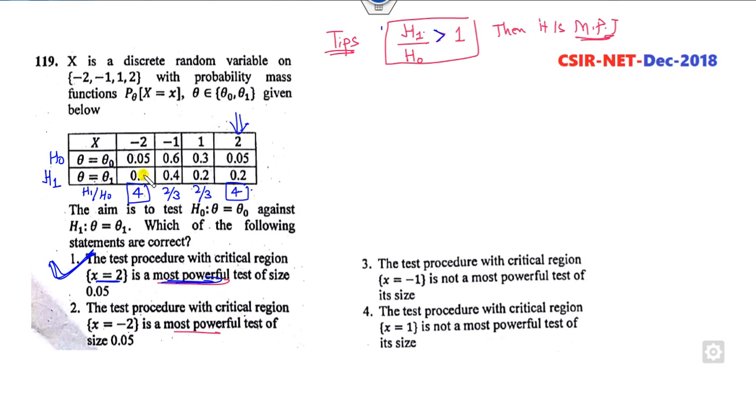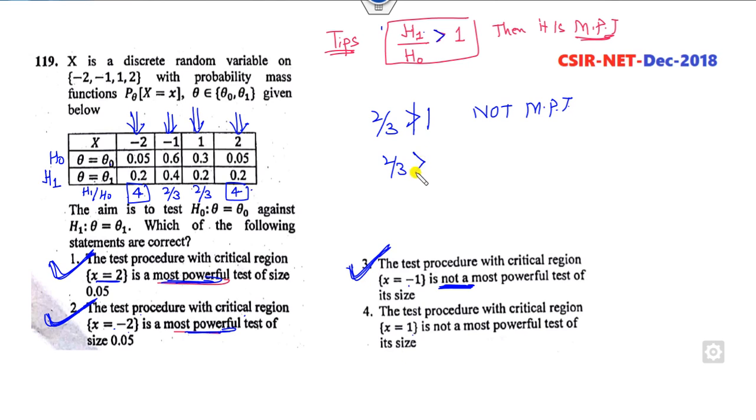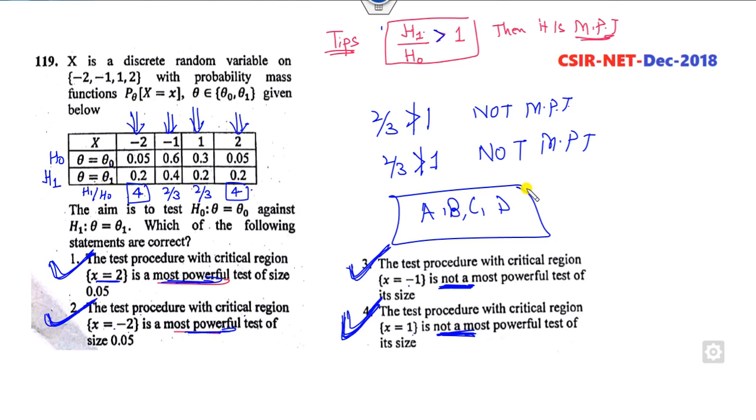The test with critical region minus 2, this is the most powerful test. Is the ratio again greater than 1? Yes, it's also the correct answer. X is equal to minus 1, but 2 by 3 is not greater than 1, so it is not the most powerful test, and they are also asking the same thing: it is not most powerful, that is the right answer. X is equal to 1, again 2 by 3 is not greater than 1, so it is not a most powerful test. Again they are asking the same thing, not most powerful, so that is the correct answer. So the right answers are A, B, C and D.